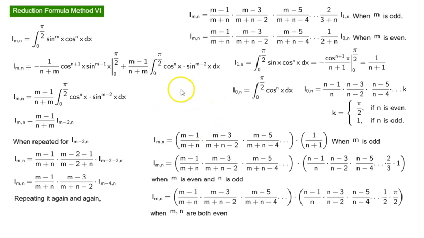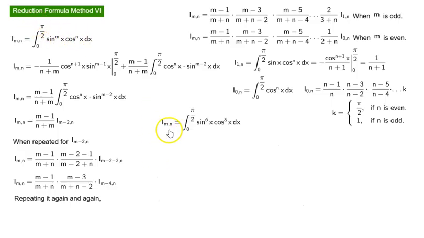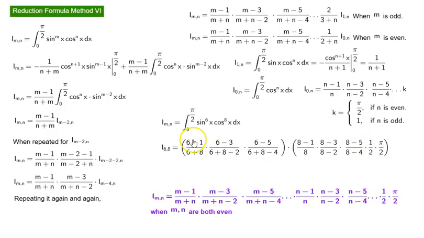Okay, now let's look at an example for this with some concrete values for m and n. We are looking at I sub m comma n is equal to the integral from 0 to pi by 2 of sine 6x times cos 8x dx. So here the powers are both even. That means we are going to use this formula. It becomes so mechanical once we know this.